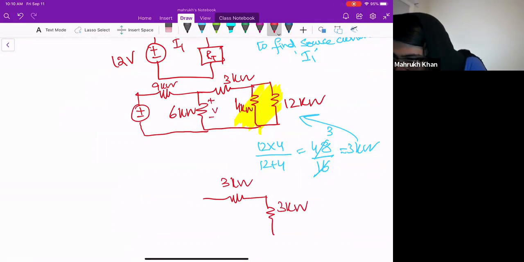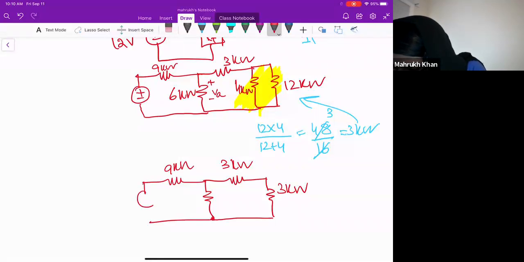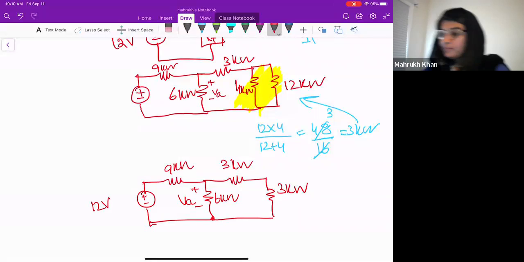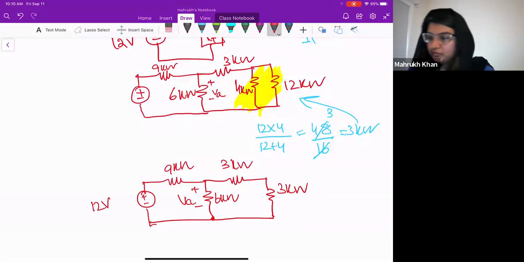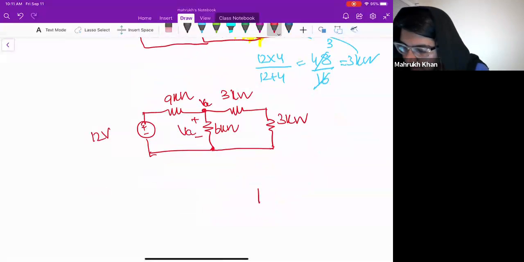So this was VA. VA, 6 kilo ohms. Similarly, this VA is the same voltage that you will have across these two resistors. So this is actually VA. That's what we can say as well.